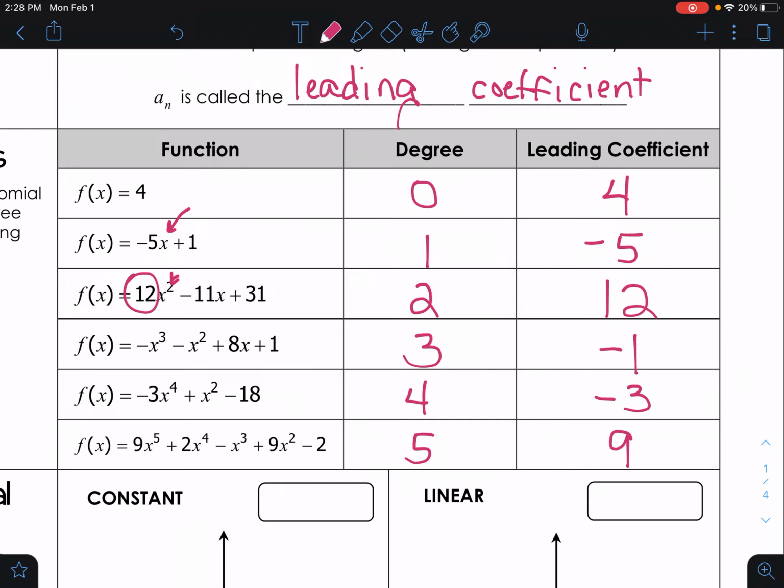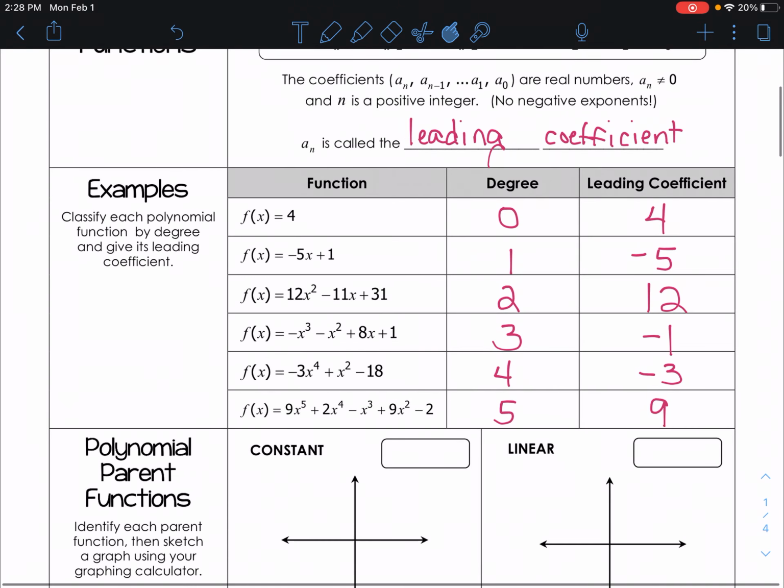Okay, you might say, well, why do I need to know that? What difference does that make? The degree of a polynomial tells us how it behaves, what it looks like, tells us what the graph looks like, and so that's really important. And then the leading coefficient also impacts what it looks like as well. So just knowing those two things really helps out a lot.